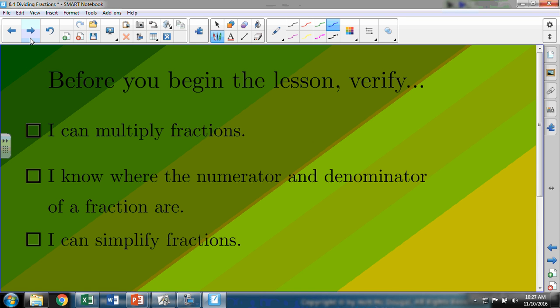Now, before you begin, there are several skills that we expect you would have. You should be able to multiply whole numbers or fractions. You should know where the numerator and denominator of a fraction go. And you should be able to simplify fractions.